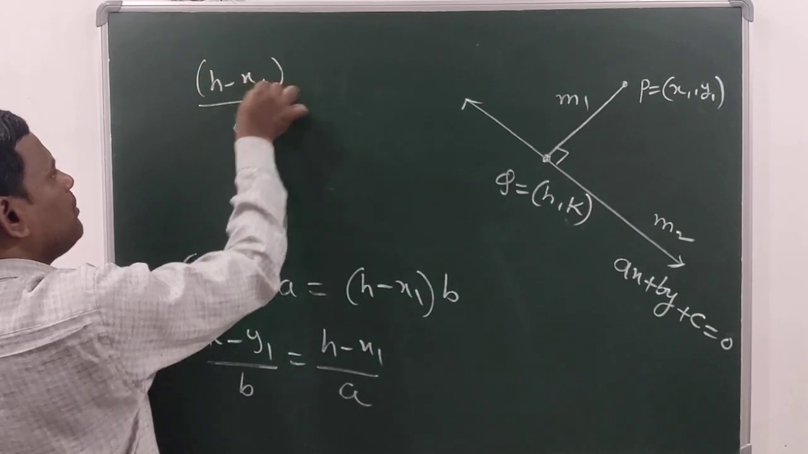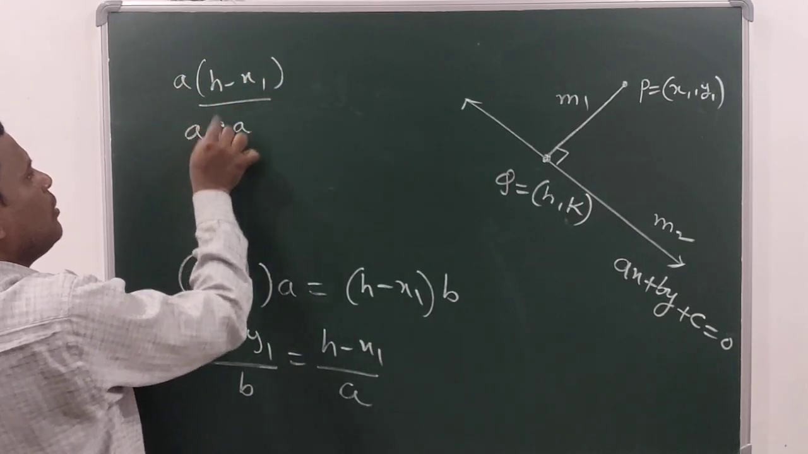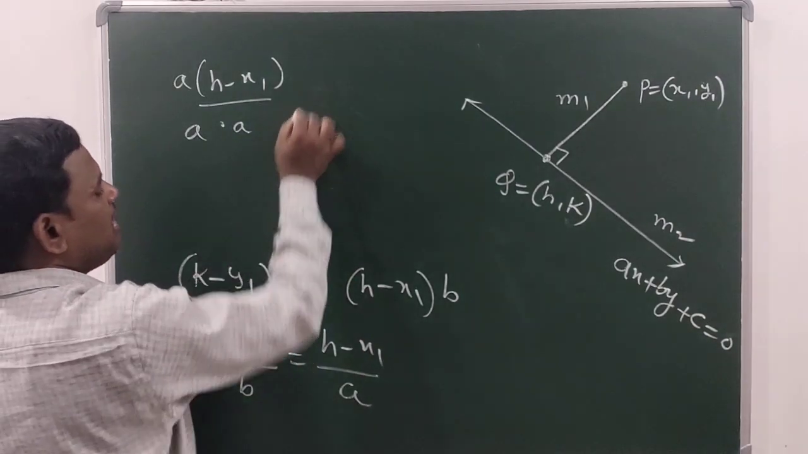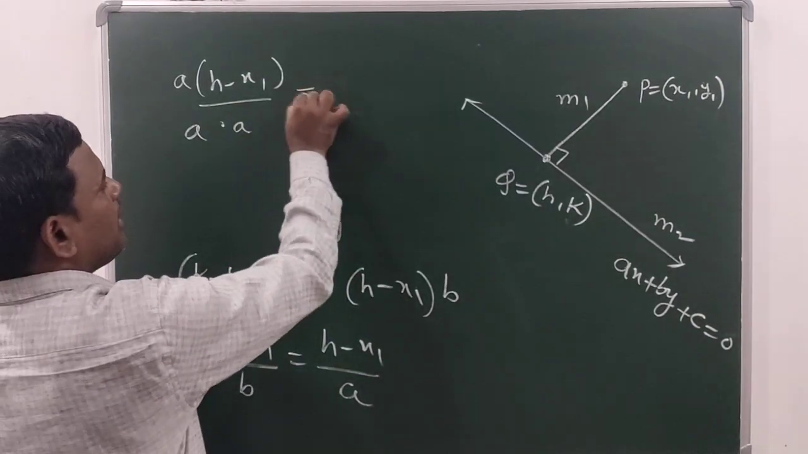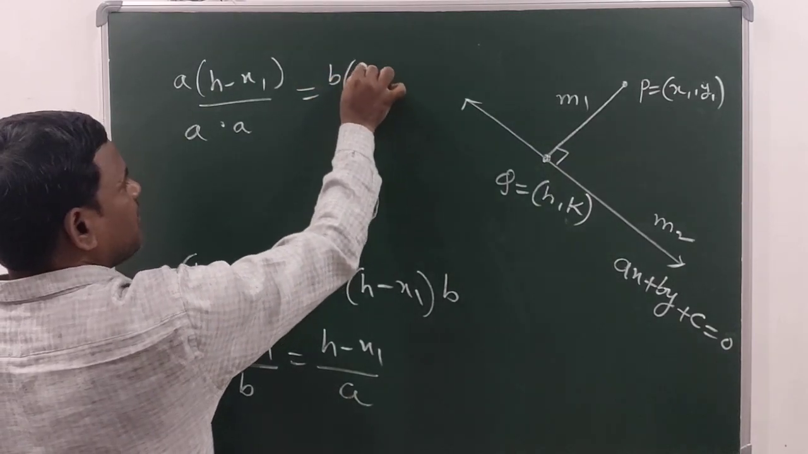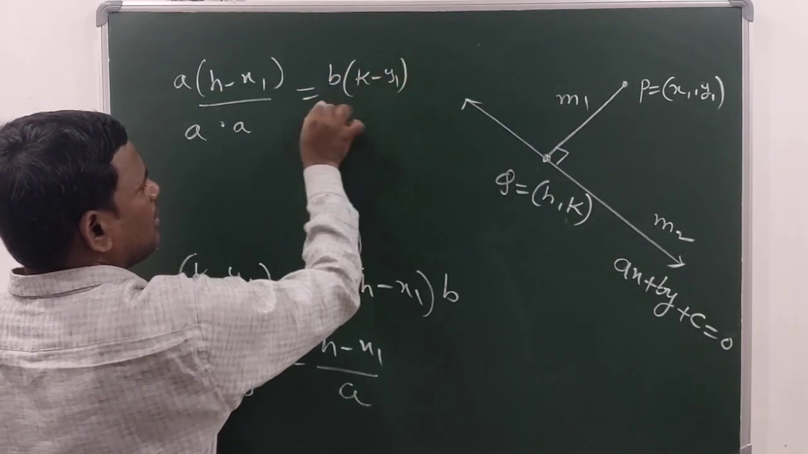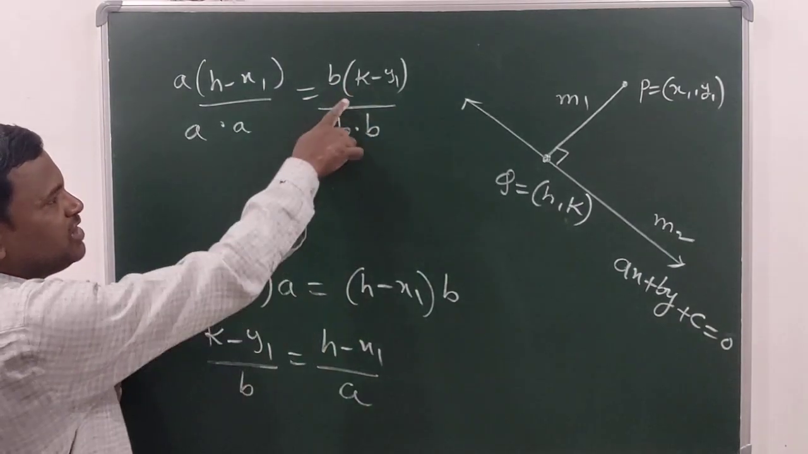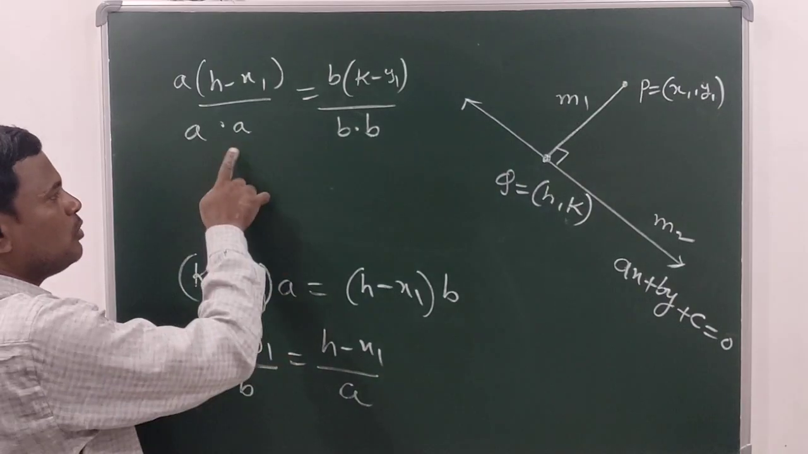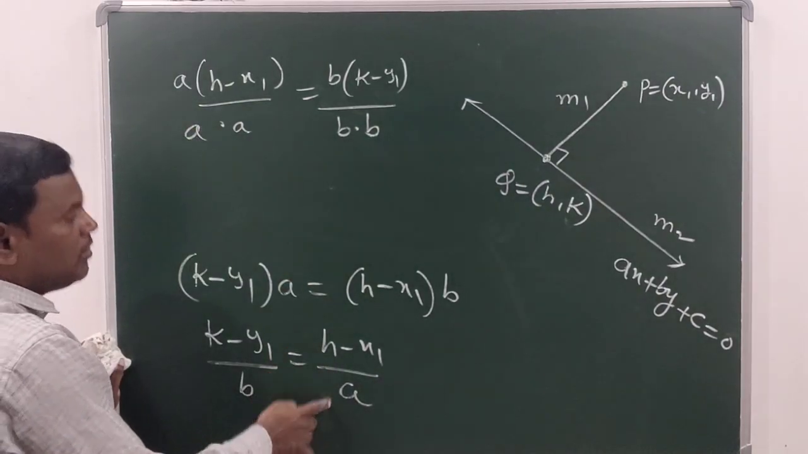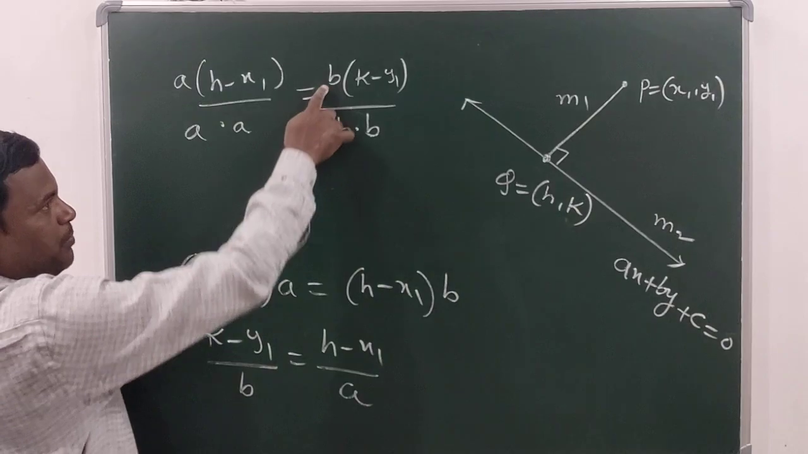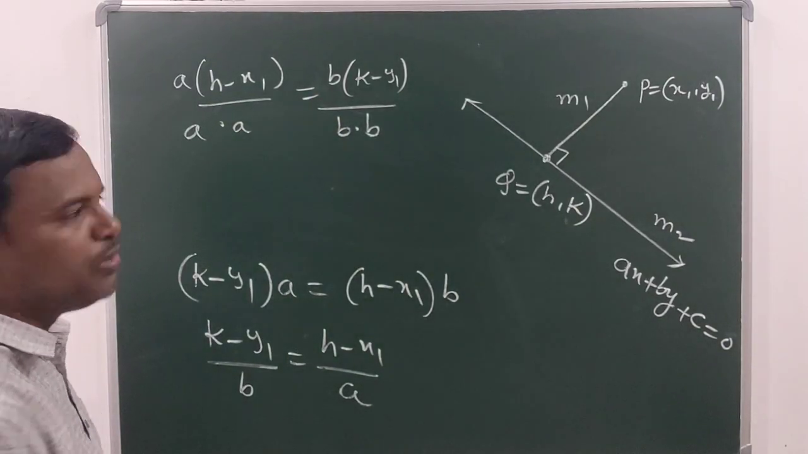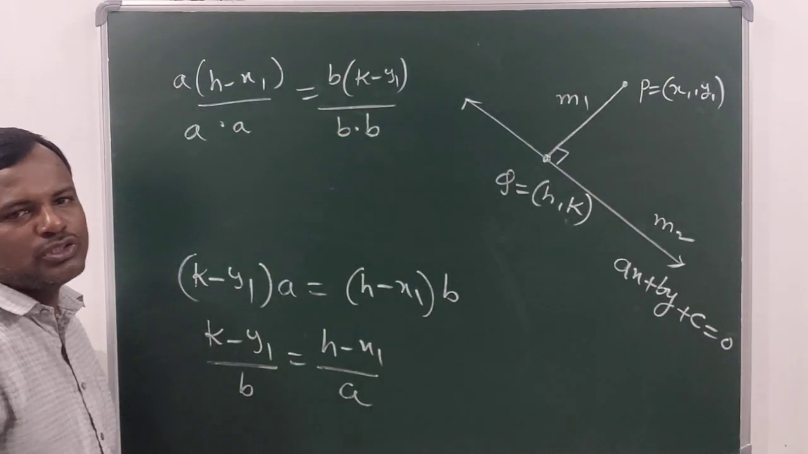So if you multiply the numerator and denominator, no changes will come in this ratio. Similarly, here also, I am multiplying numerator and denominator with one more b into b. No changes will come in this ratio. So after multiplying this one with a into a and this one with b into b, no changes will come in this ratio. Both ratios are equal only, meaning these are in proportion only.